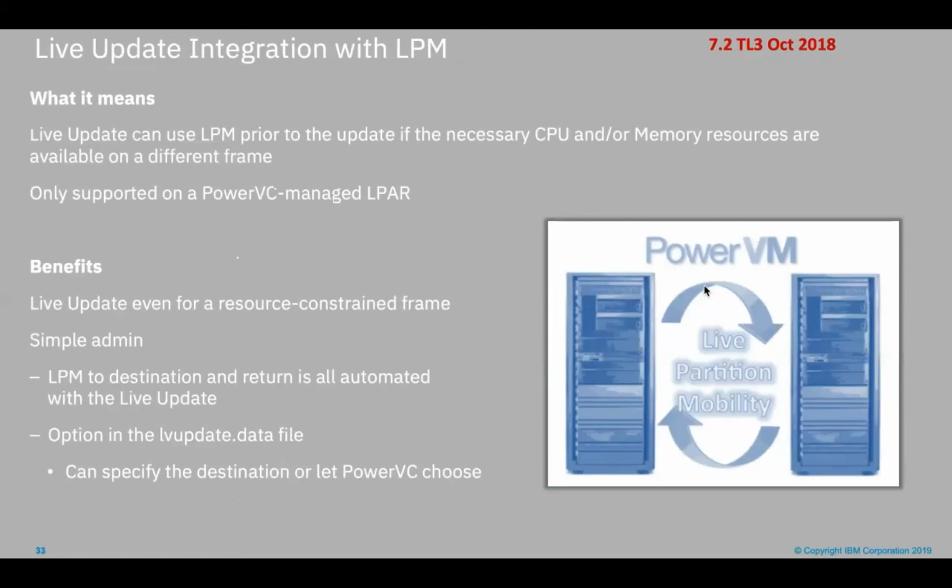So in 2018, we introduced integration with LPM. So now we can perform a live update by moving you to another frame where you may have capacity, and that's typically the reason why you would do this. So if you're running out of CPU or memory on your existing frame and you can't perform a live update there, but you want to stay on that frame, we can move you somewhere else, perform the live update, and bring you back again. And that's also a very simple thing to do. There's a simple option in the live update configuration file that you set. You authenticate with the PowerVC server, and the rest is done automatically for you. So that was 2018 that we introduced that feature.